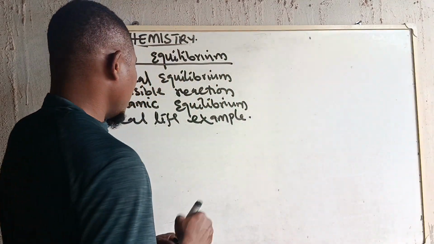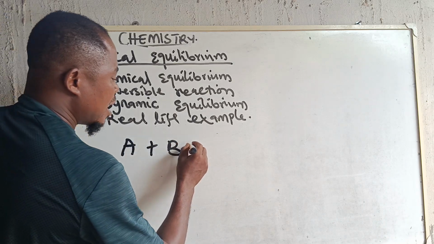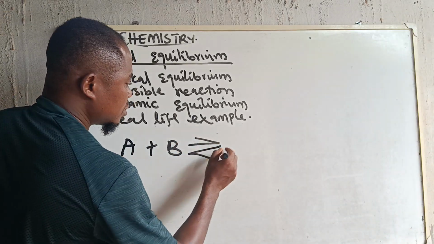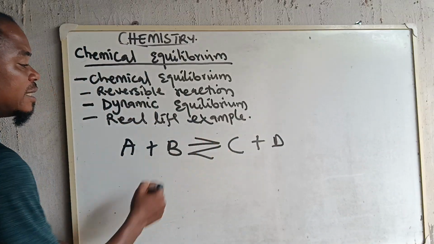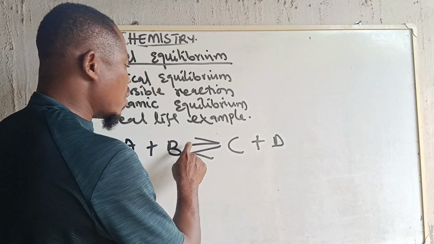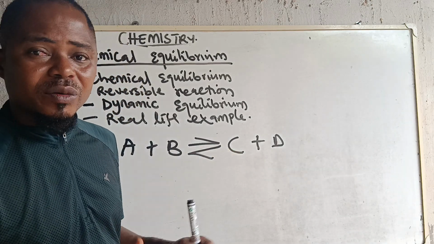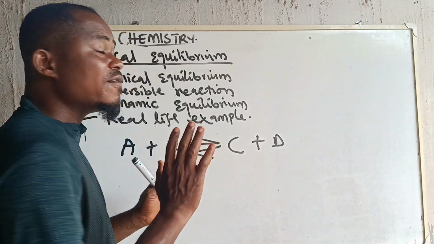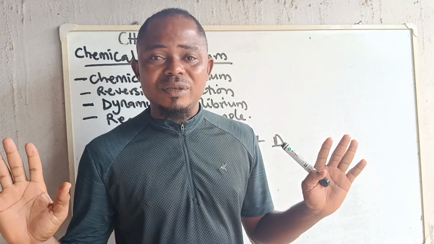Now, first, if we have a reaction A and B, denoted with two arrows, to form C and D, this implies that it is a reversible reaction, meaning one is going in the forward direction while the other is going in the reverse direction, or the backward direction. That is what a reversible reaction is all about: a reaction that can proceed in both directions.